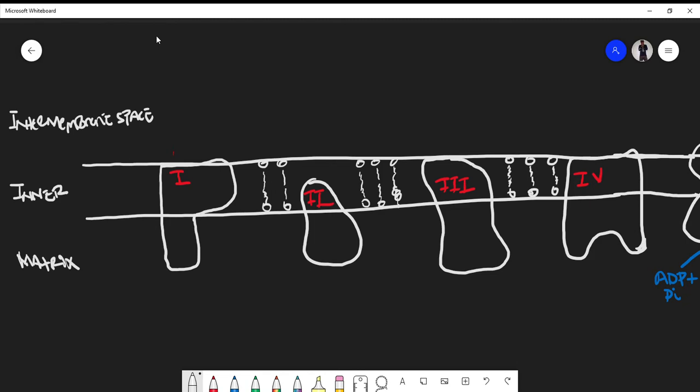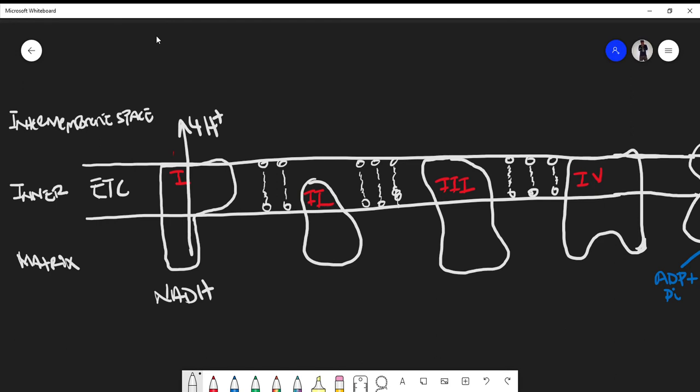So here I have a schematic diagram of the electron transport chain. Here's my intermembrane space. Here's my inner membrane, where the complexes of the electron transport chain are located, and then I have the matrix. As you've already learned, in complex 1, taking the electrons from NADH, we essentially push approximately 4 hydrogens, H plus ions, into the intermembrane space.